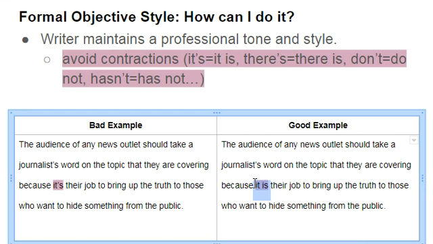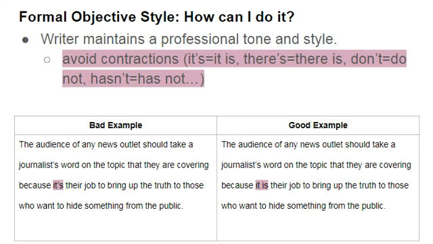Now, you might have gone, well, what about this word, Ms. Harrison? Journalists. Okay, this is not a contraction. This is a possessive word. It is showing that something belongs to the journalist's word. Okay? So not in every case that you have an apostrophe is it a contraction. So you need to know the difference there. Journalists is showing possession. Its is a contraction, meaning it is. Okay, so make sure that in your writing you are avoiding contractions.